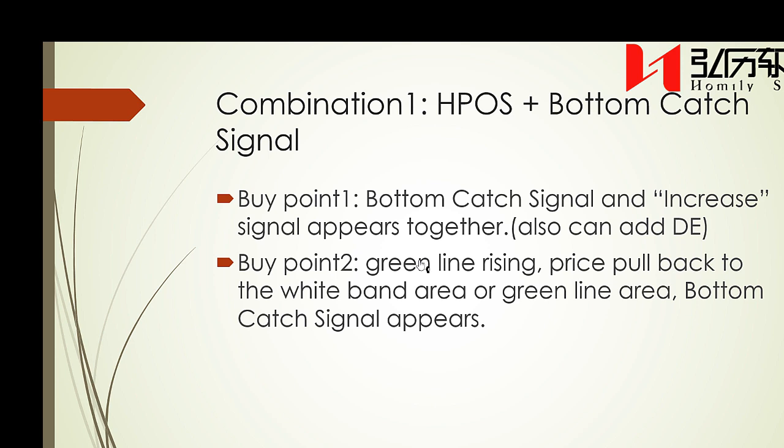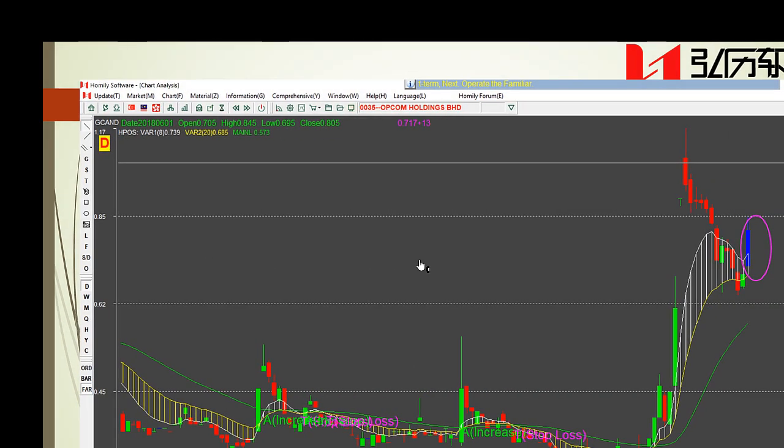The green line is rising, and then the price pulls back to the white band area or green line area, and the bottom catch signal appears. This is similar to the third buy point. The third buy point is the price after the price correction. We can see, as I have already shown you.